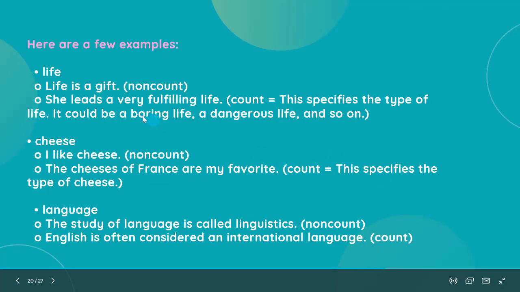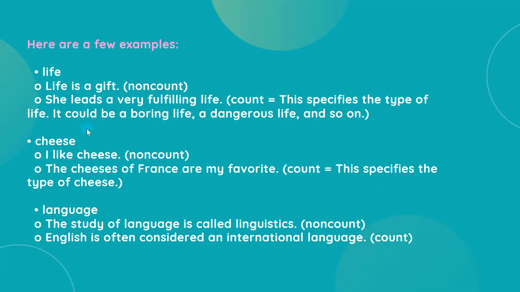Oke, coba kita lihat di sini ya. Nah, di sini contohnya bahwa dia bisa berfungsi sebagai non-count dan juga berfungsi sebagai count. Contohnya life is a gift, di sini non-count. Selanjutnya di sini contoh yang countable-nya, she leads a very fulfilling life. Jadi this is specifies the type of life. It could be a boring life, a dangerous life, and so on. Jadi di sini bisa bermakna non-count dan count. Selanjutnya adalah cheese. I like cheese, non-count. Dan contoh kedua, the cheeses of French are my favorite.